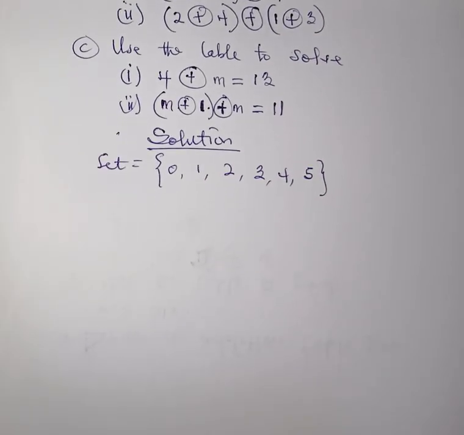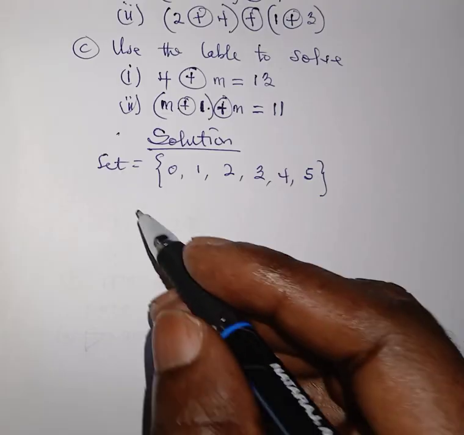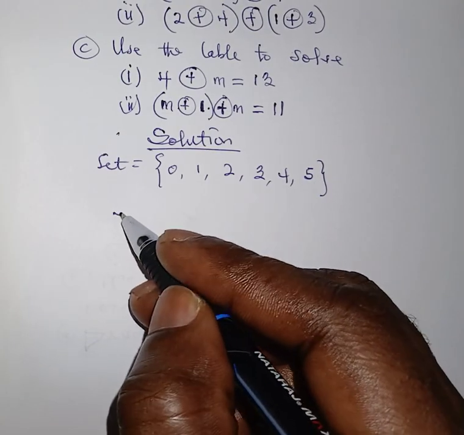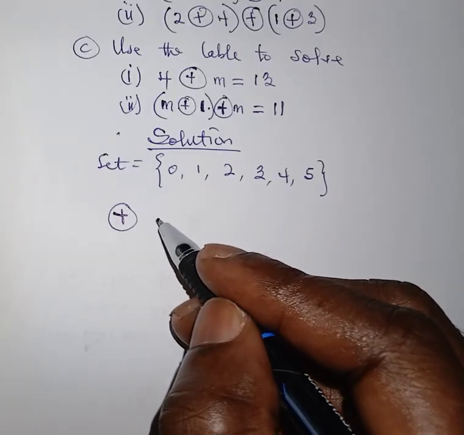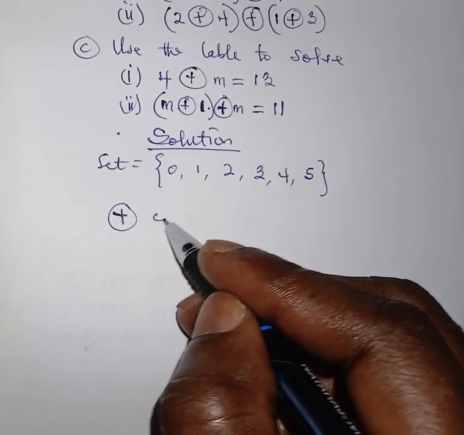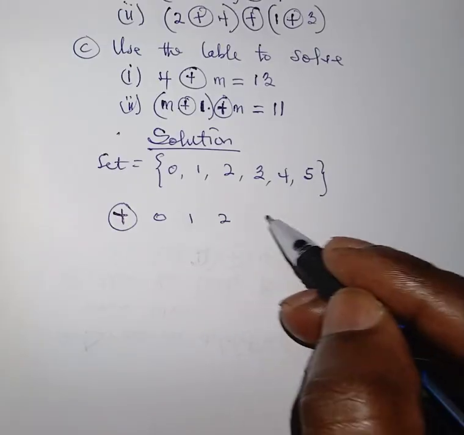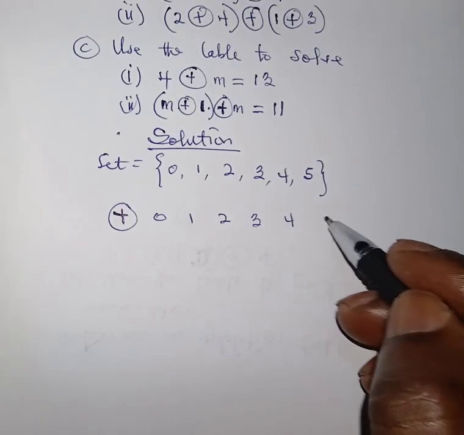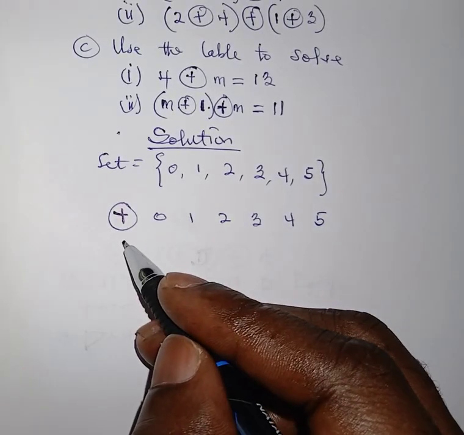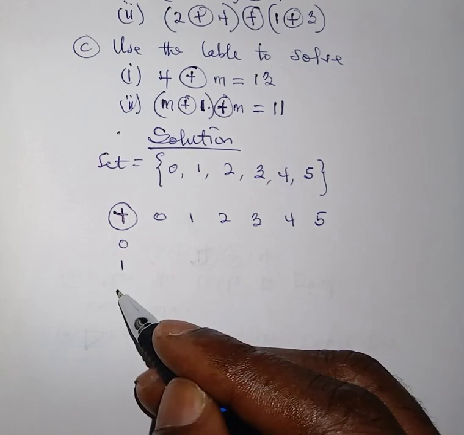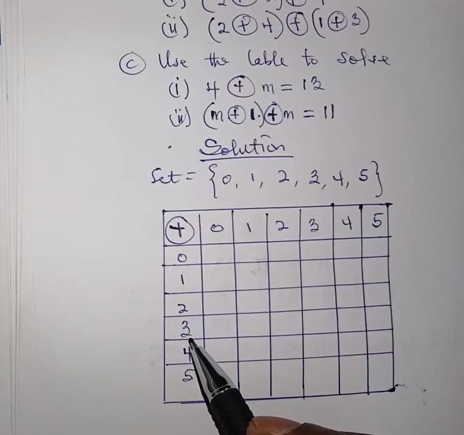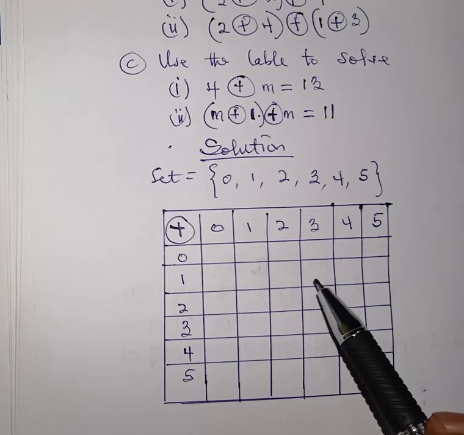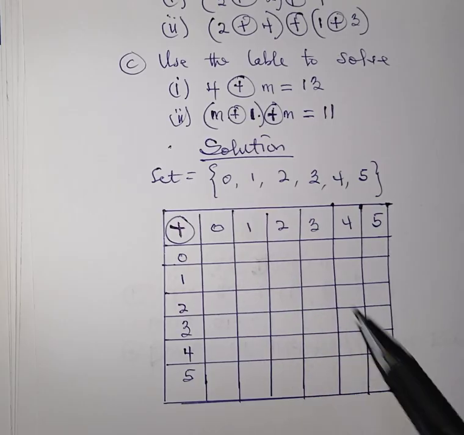Okay, so we are asked to draw our addition table. We start with our addition sign. On the row side we have 0, 1, 2, 3, 4, and 5, and on the column side we have 0, 1, 2, 3, 4, and 5. Good. So we have this table. Okay, so we are going to fill in all the boxes here.